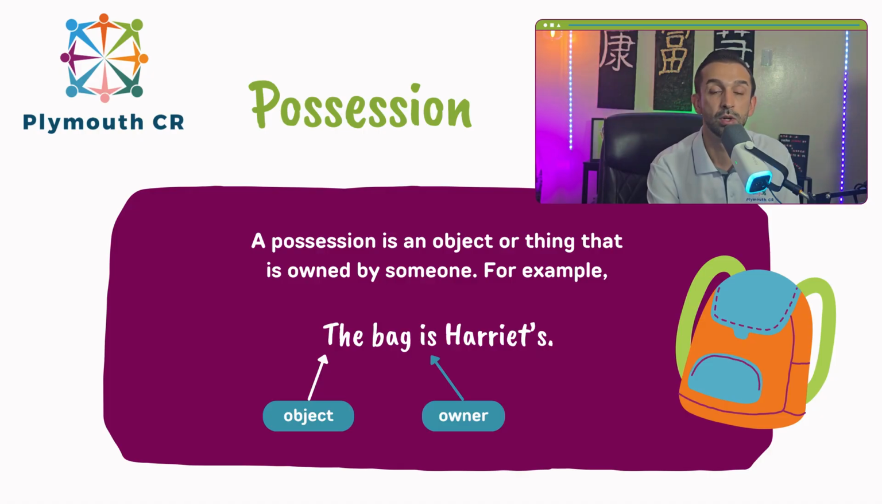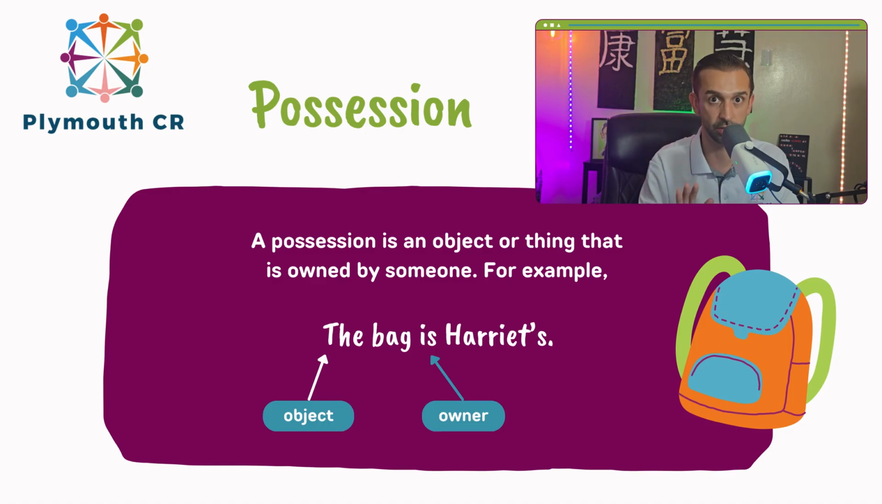How do we know, or how do we use it? So basically you know that a possession is an object or thing that is owned by someone. In this example, we have the bag is Harriet's. And look how in here, I don't have anything after the apostrophe S. In the previous slide, you saw Blake apostrophe S, black bike. So the way that we structure this is the person that is the owner is the one that you're going to put the apostrophe and then the S.